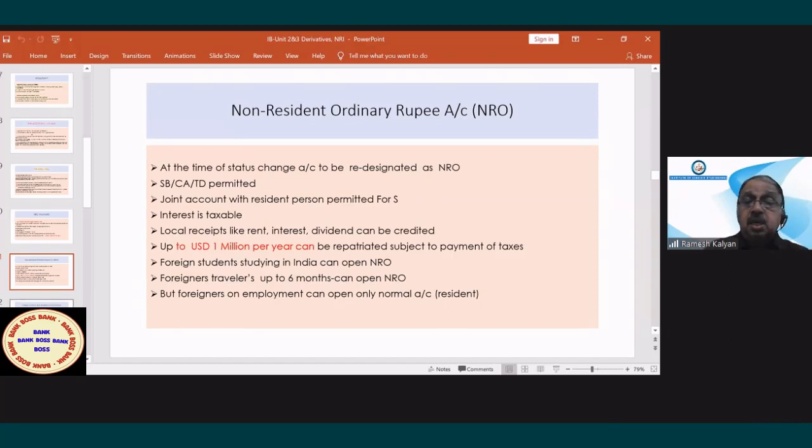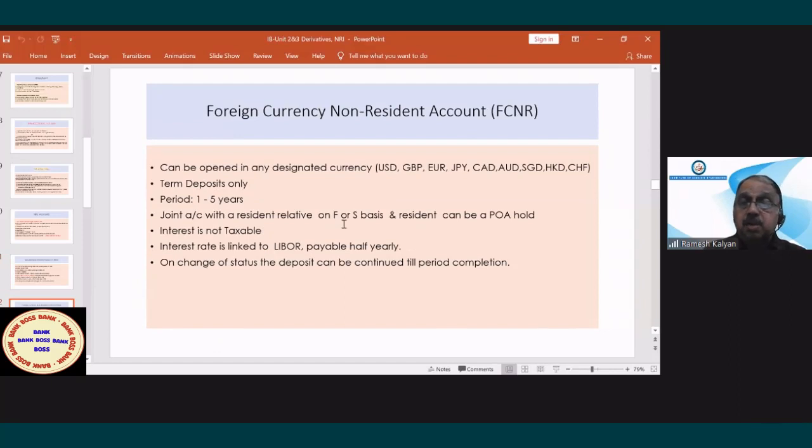And the status of a student studying abroad is NRI. RBI has given that because normally they will be studying for more than 6 months. So that is their status. In respect of FCNR, mostly the same FRS facility is there. And the most important thing is it is the only account where, on return, if the status changes, we can allow the account to be continued for the remaining period.